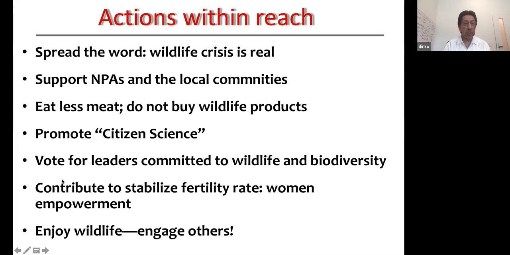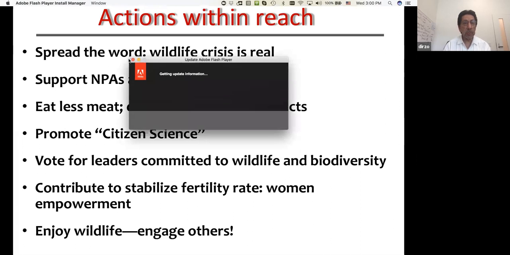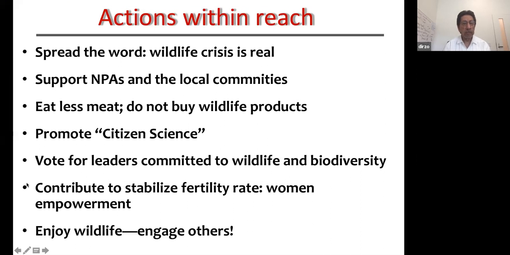It is very important also for us to promote citizen science. I am delighted to report that most of the studies that I've been presenting to you on this occasion involve the local communities and sort of involve citizen scientists. And I think that's critical because local communities can be one of the most important ambassadors that we have in our mission to do something to protect our wildlife and planet. I think it's also important for us to become aware of what is happening and become educated about these situations of the Anthropocene so that we can vote for leaders who are committed to wildlife conservation and biodiversity conservation.